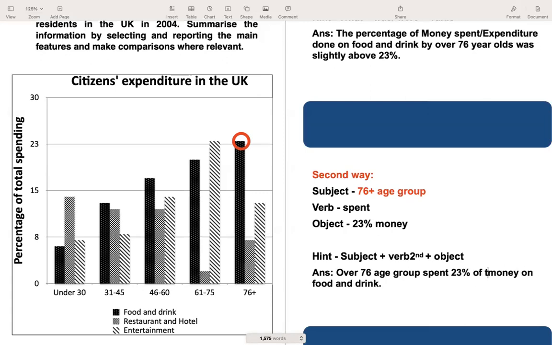The more words you put in, you spoil the beauty of the sentence. There's a saying in English: brevity is the soul of wit.